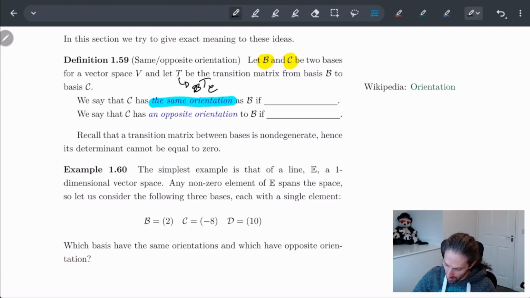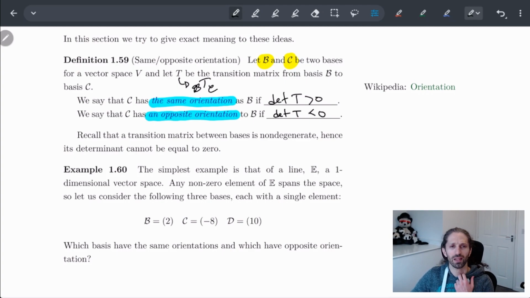Well, what are we going to use? Here we're going to say that it's when the determinant of the transition matrix is greater than 0. And likewise, if we want to talk about an opposite orientation, we're going to say that the determinant of T is less than 0.